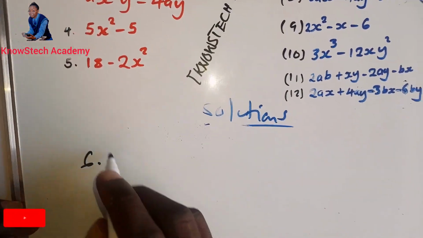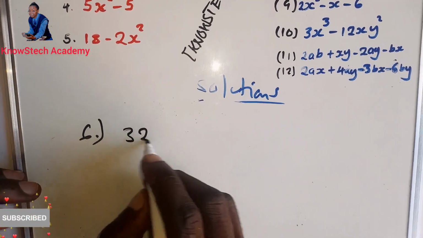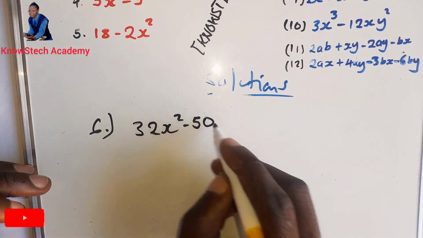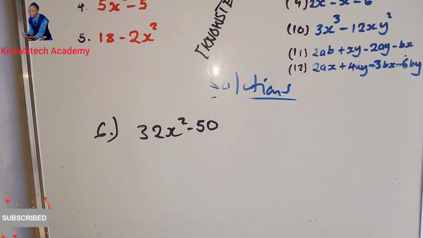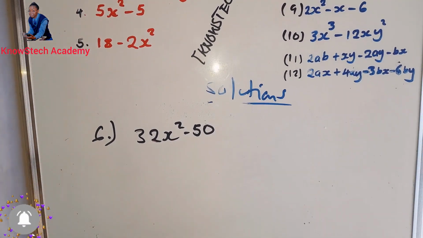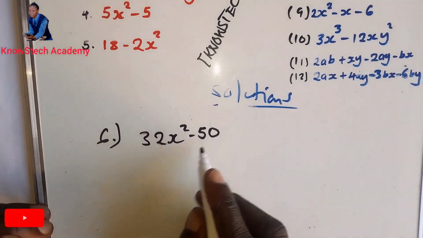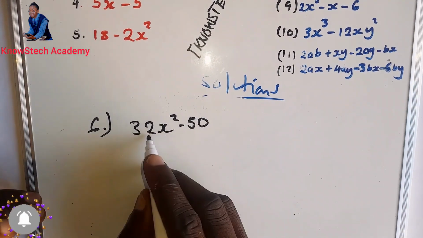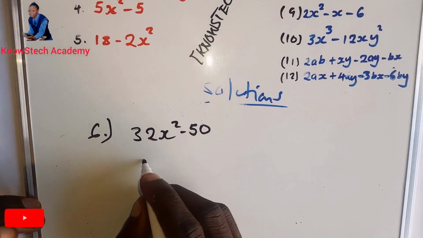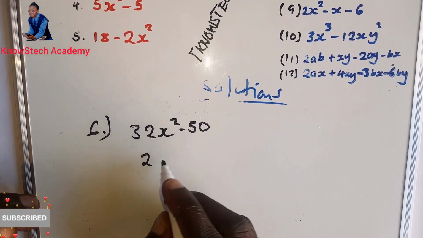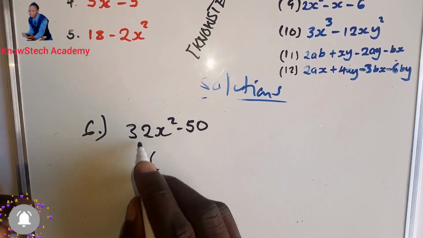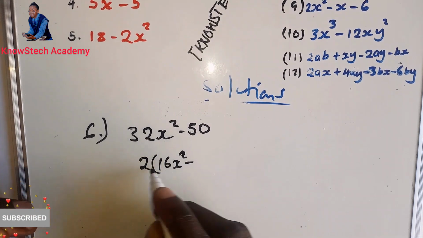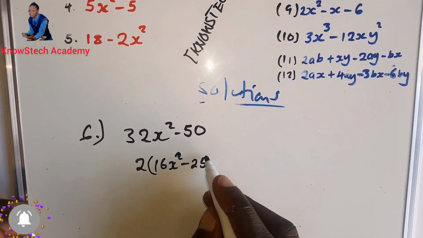So question 6 is we have 32x squared minus 50. We are halfway to the last question. So what is common here? If you look closely, 2 can go into 32 and into 50. So 2 is a common factor. 2 into 32 is just 16x squared minus, 2 into 50 is 25.